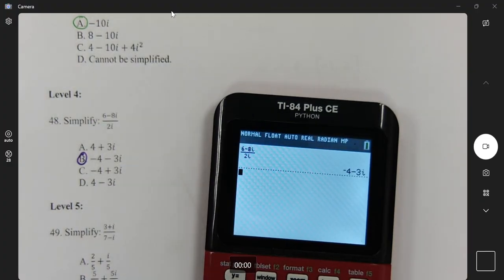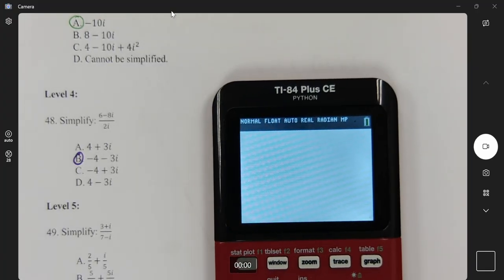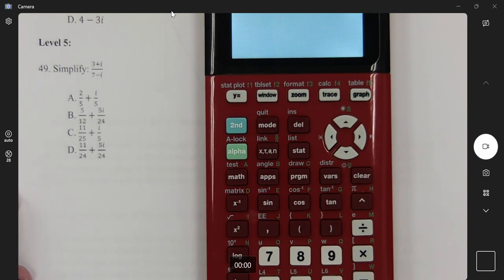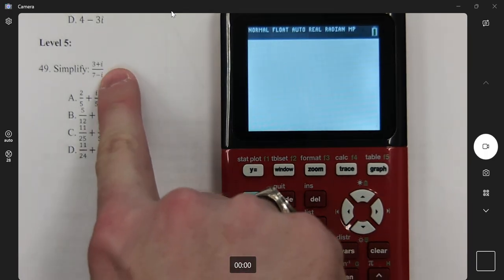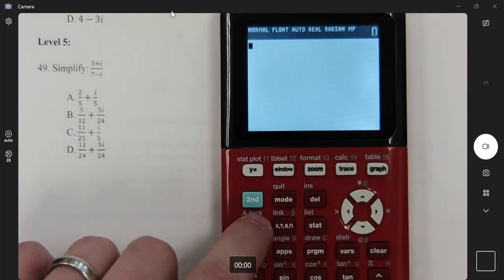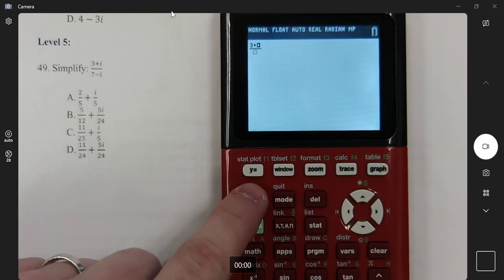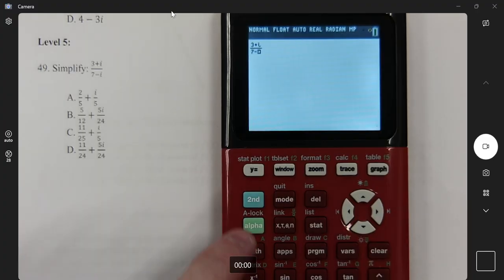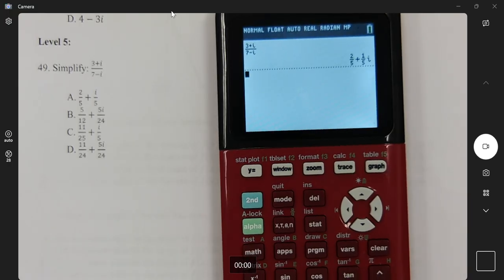Again, I wish you knew how to do it by hand, but whatever. Just get them right when it's midterm time so you can get a nice grade boost. And lastly, this is considered a level 5 question. Not if you've got technology doing it for you, it's not. But again, stacked fraction. So that's alpha, variable, 3 plus second decimal point over 7 minus second decimal point equals, which is the enter key. 2 over 5 plus 1 over 5i.